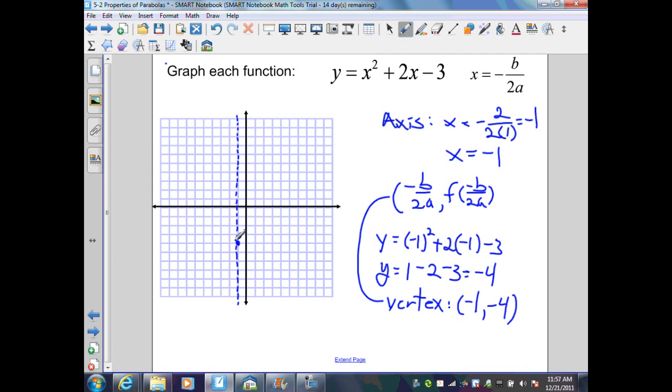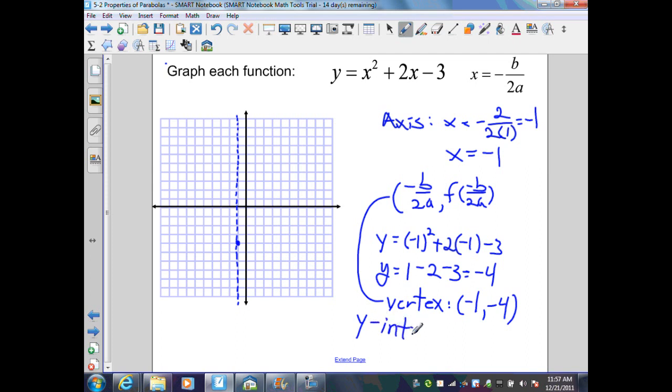I also know by looking at my given function that a is a positive value. Therefore, I know that my quadratic function, or the parabola that I graph from that quadratic function, is going to open upwards. Now I need to graph my y-intercept.